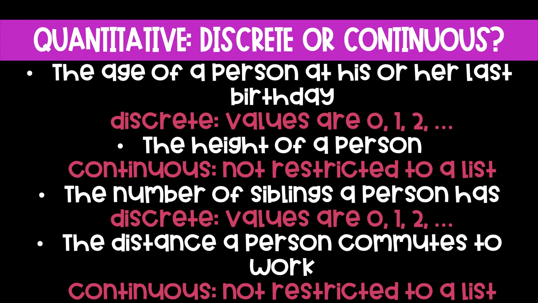Now, the distance a person commutes to work, this one will again be continuous. It's not restricted to a list, and you can travel 1.2, 1.5, or 12.3, 13.3 miles to work.